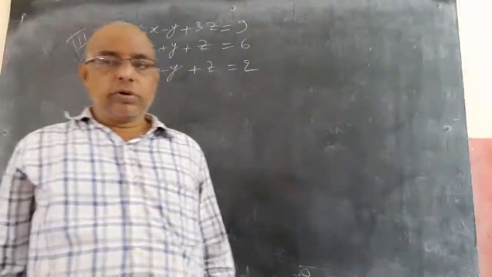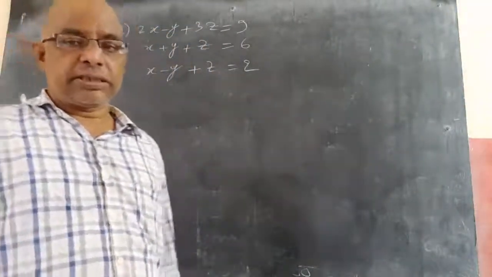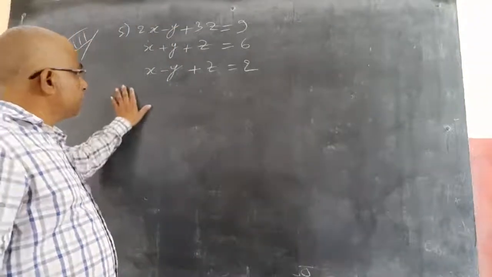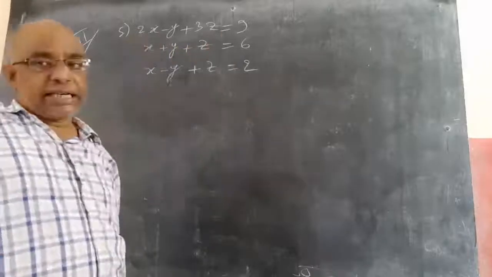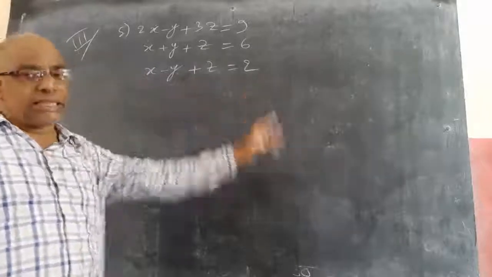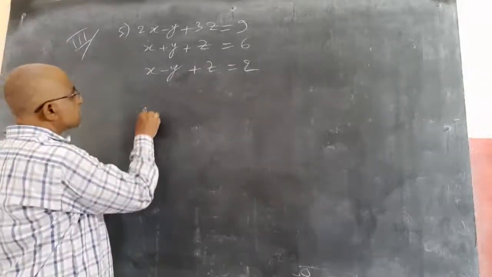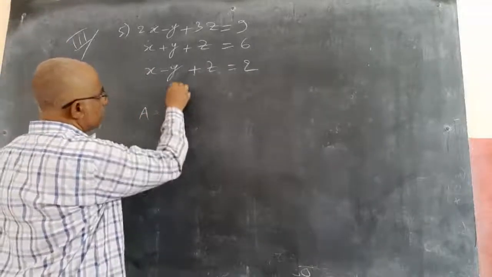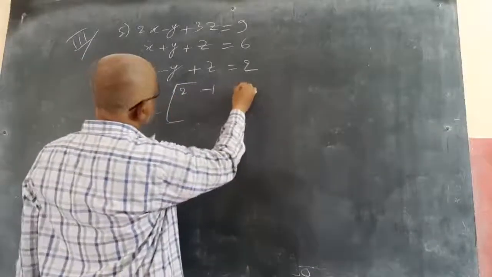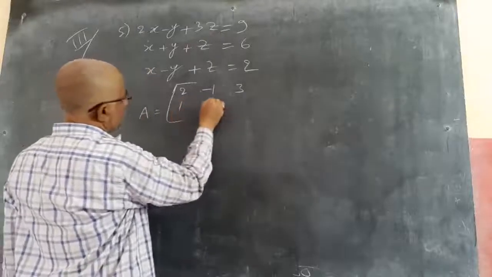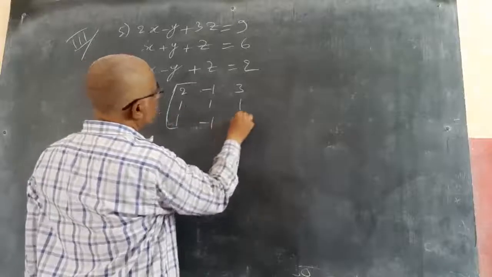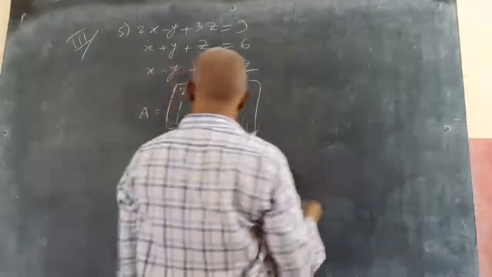Now, we will discuss one more sum on this method, then we will go for the next method. So this sum: 2x minus y plus 3z equal to 9, x plus y plus z equal to 6, x minus y plus z equal to 2. As usual, A is the coefficient matrix. So A is equal to 2, minus 1, 3, 1, 1, 1, and 1, minus 1, plus 1. This is the coefficient matrix.